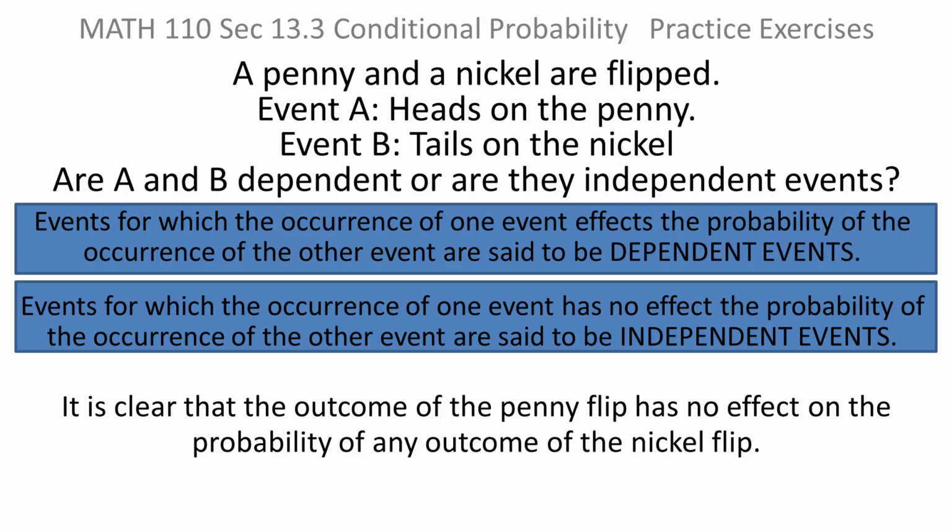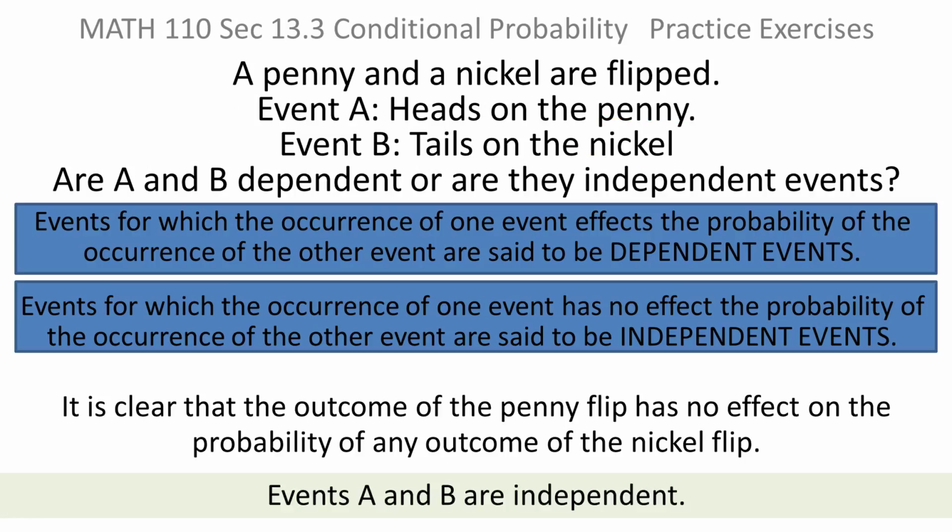It's clear here that the outcome of that penny flip has no effect at all on the nickel. So no matter what the penny does, the nickel is not affected. So those two events, one of which involves a penny and one of which involves a nickel, are obviously independent events.